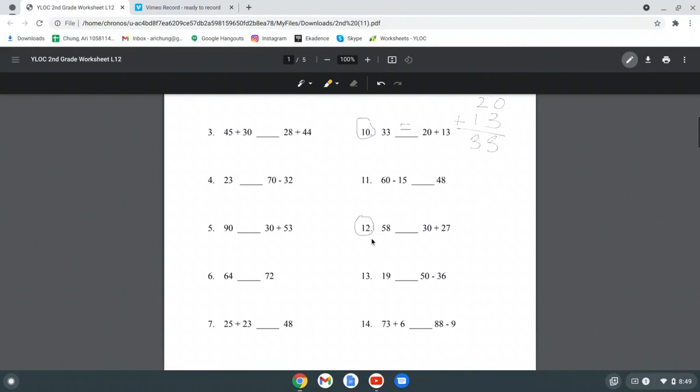Let's look at 12, and here we have 58 blank 30 plus 27. 30 plus 27, 0 plus 7 is 7, and 3 plus 2 is 5. So here we have 58 and 57.